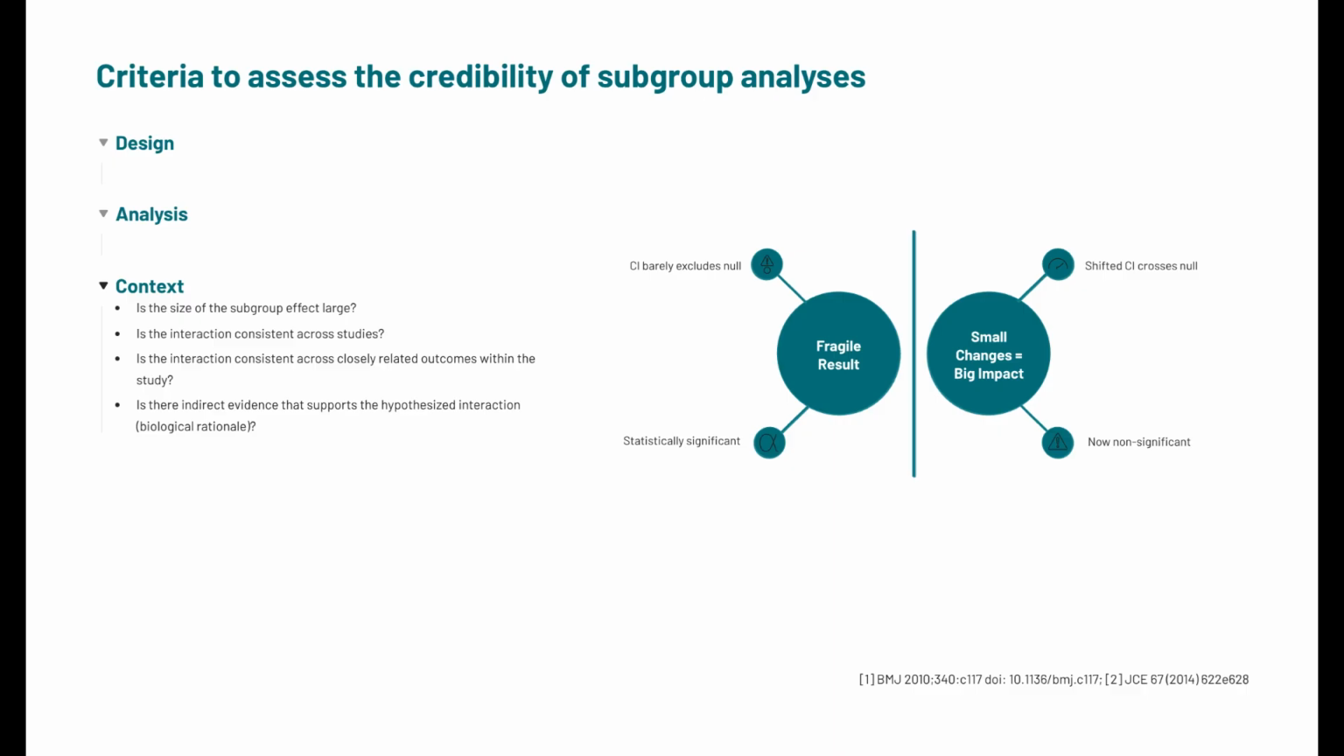Inconsistency should cool enthusiasm. Then, look for coherence within the study. Does the subgroup signal align across closely related outcomes, for example, primary events and hospitalizations? Or do secondary endpoints point the other way? Finally, weigh biological plausibility against the pre-specified mechanism articulated in the study protocol. When magnitude, replication, coherence, and mechanism line up, credibility climbs. When they don't, treat the finding as hypothesis generating. So, with that foundation in place, let's turn to a case study for assessing the credibility of subgroup analyses.